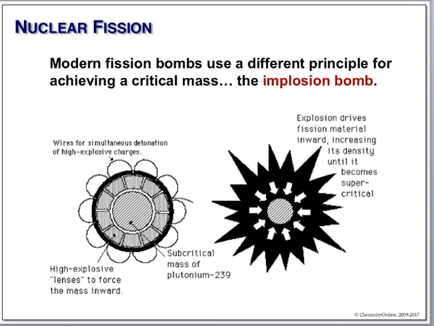Now, this is subcritical, so we're not at critical mass here. The idea is to set off all of these explosives at once so that you squeeze the plutonium down. It increases the density. When you increase the density enough, you hit a critical mass, and boom, it goes off. Call it an implosion bomb. This is how bombs are made these days.